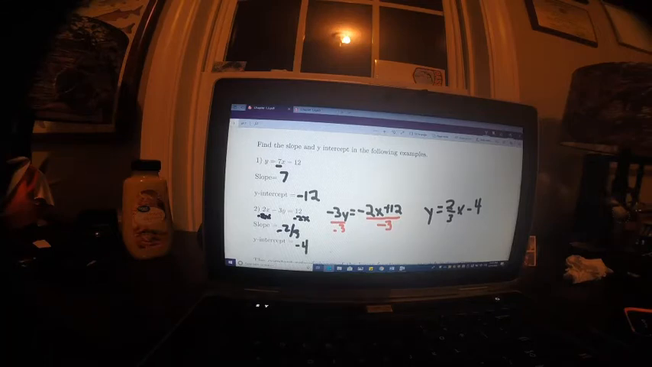Like I said, sometimes they want you to write it in an ordered pair for the y-intercept. If that's the case, remember your x is 0, your y is negative 4. Okay. Same thing for above. If you wanted to write it as an ordered pair for the problem above here, it would be (0, negative 12).